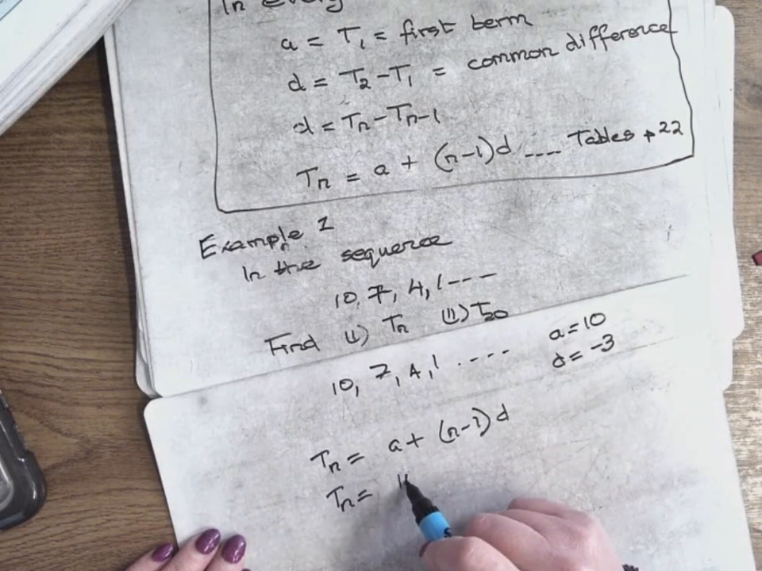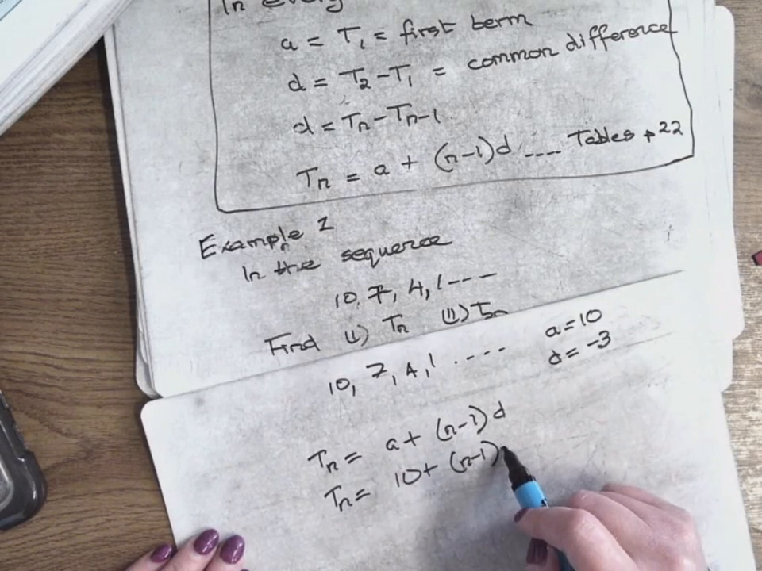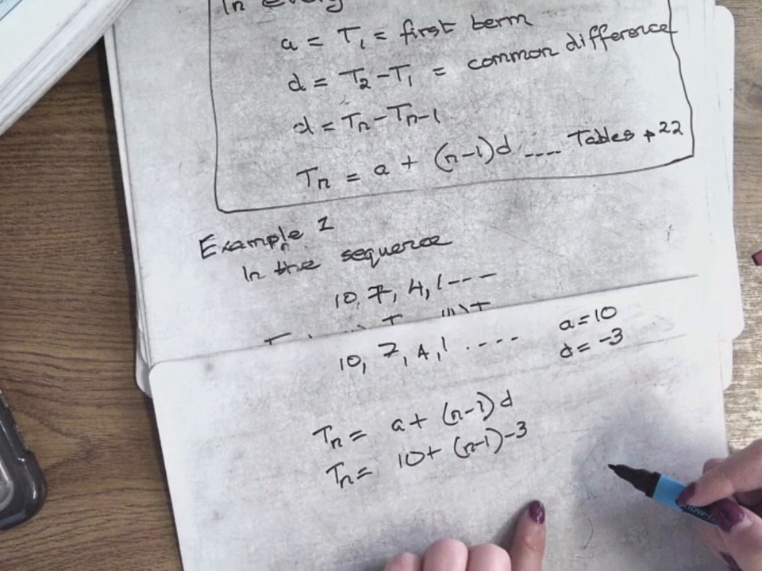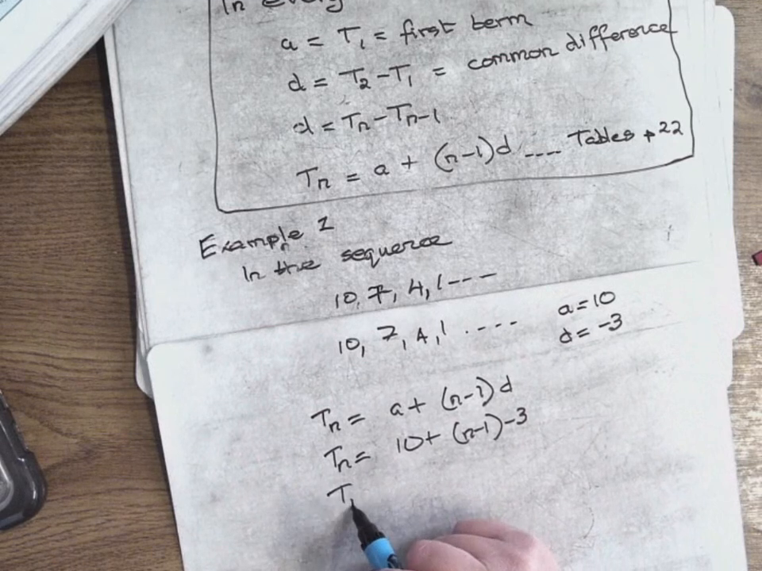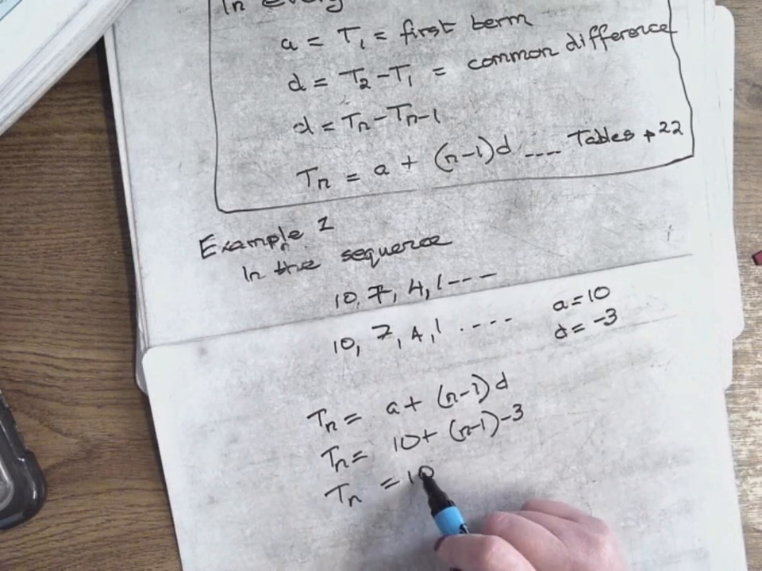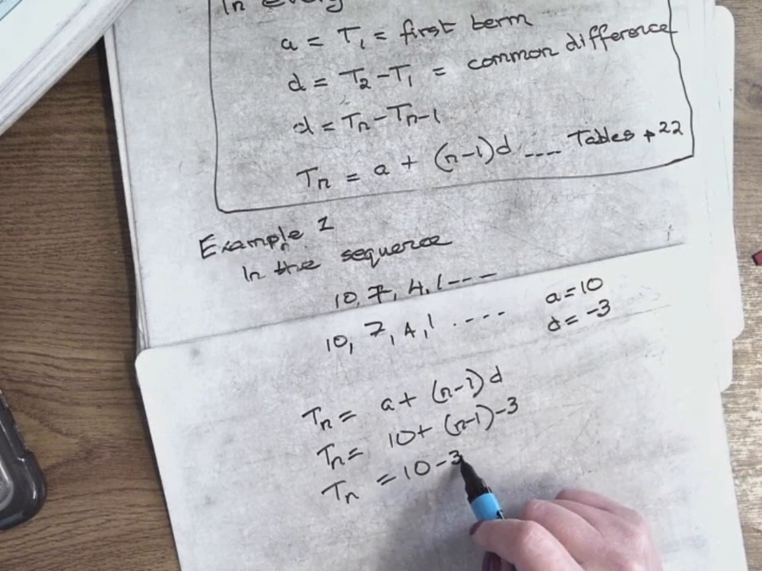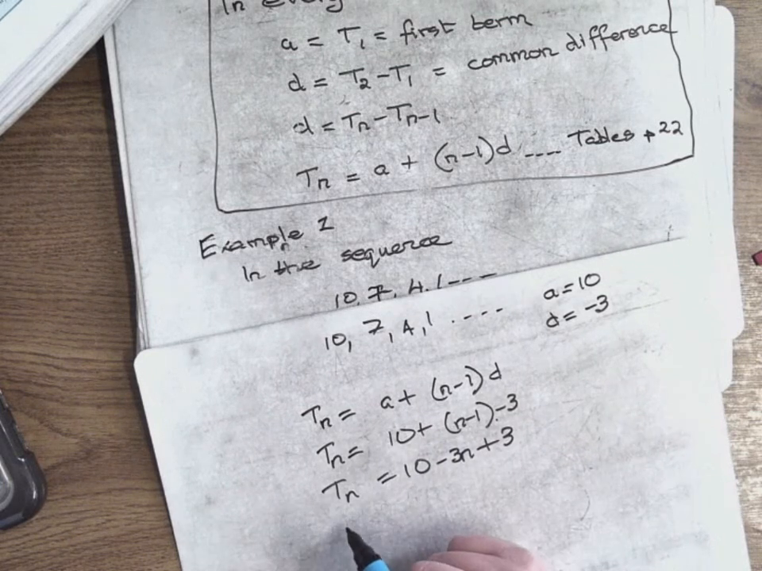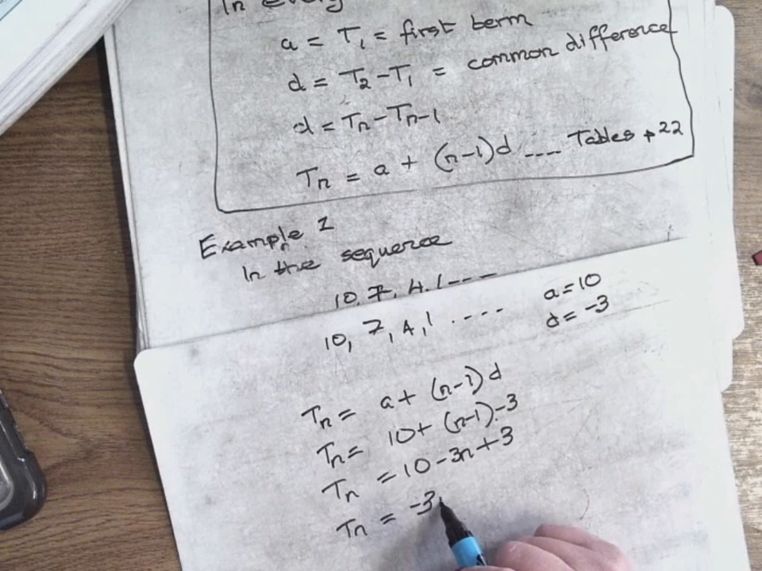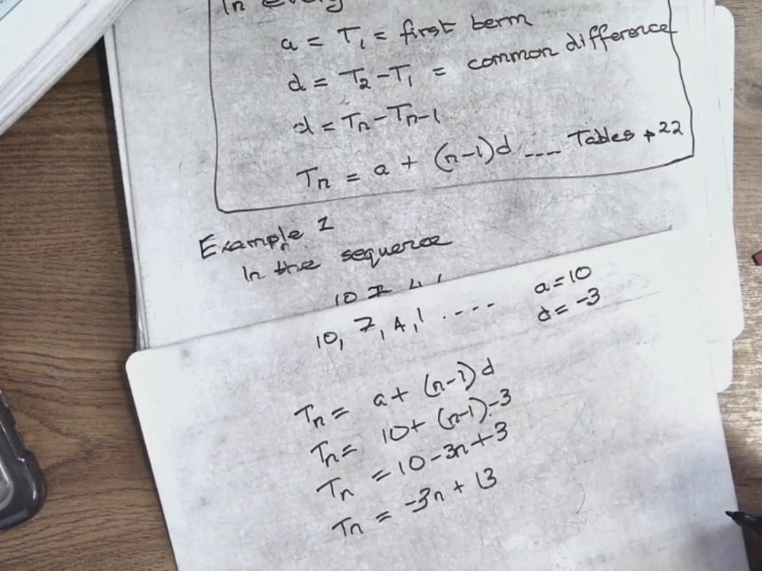So A is 10 plus n minus 1 multiplied by minus 3. The minus 3 is just at the end of the bracket, so you're multiplying into that bracket by minus 3. So Tn is equal to 10, then minus 3 by n is minus 3n, and minus 3 by minus 1 is plus 3. Okay, so Tn is equal to minus 3n plus 13, or 13 minus 3n. Is that right? Got it?